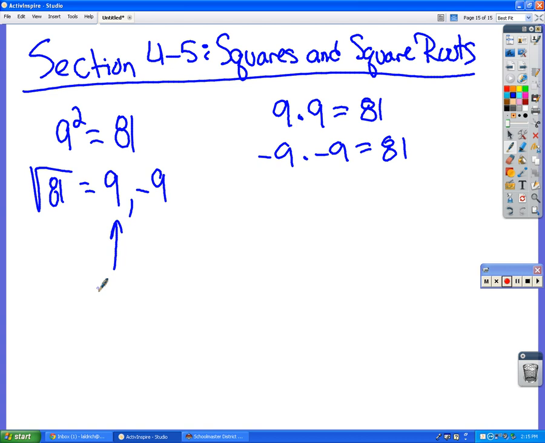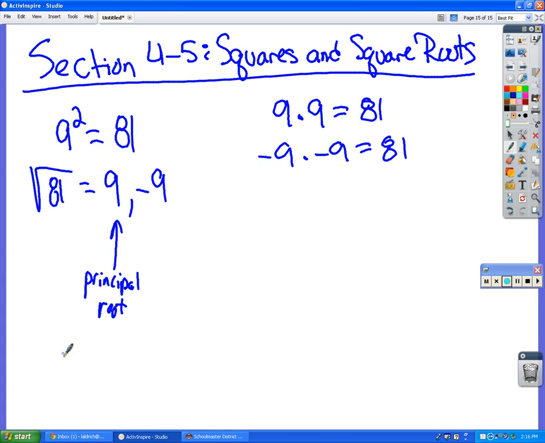This guy right here is usually the one that we're interested in figuring out, and it has a special name. That's called the principal root of a number. So if you just see what's the square root of 81, then you're really looking for 9 as the answer, unless it specifically says find them both.